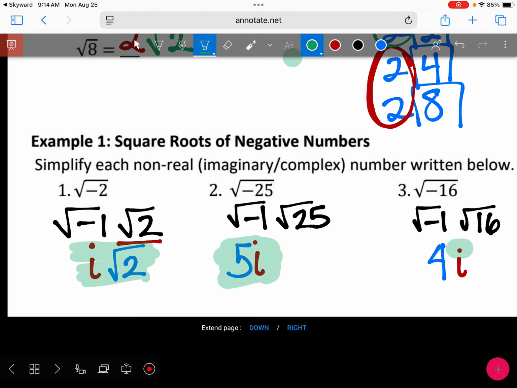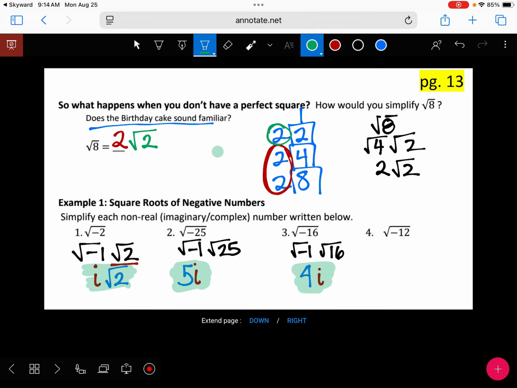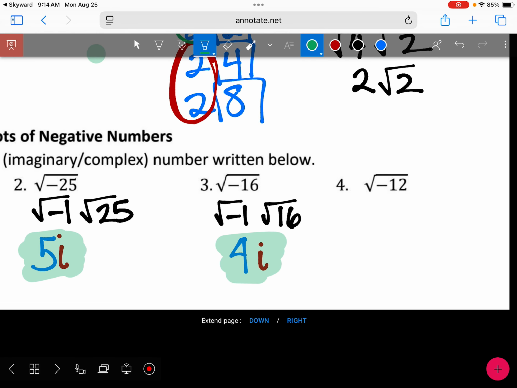All right, but what about if it's not a perfect square, like number 4? We just have to build a cake. So, or look for the perfect square. So I'm going to take out the -1, and then I have the 12. So I want you to look at the numbers that you see listed. Which one of these numbers do you think I can divide, not subtract, divide into 12?